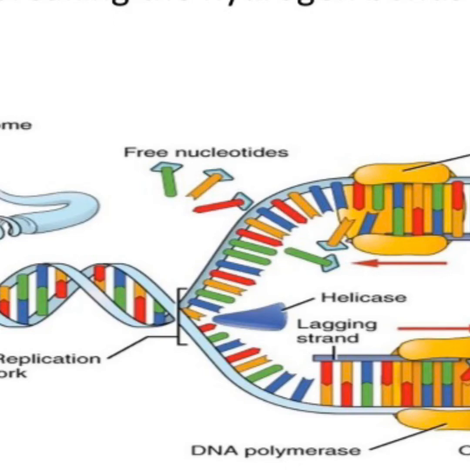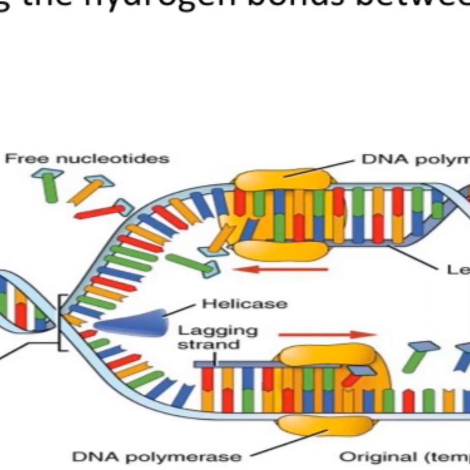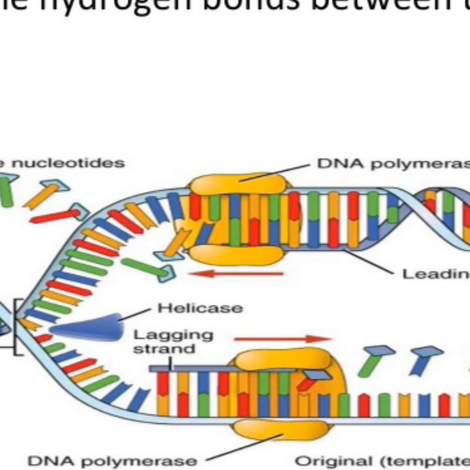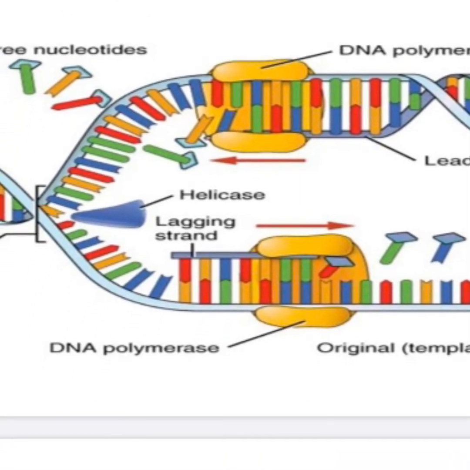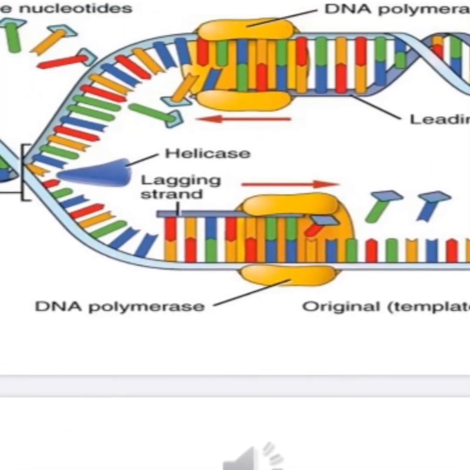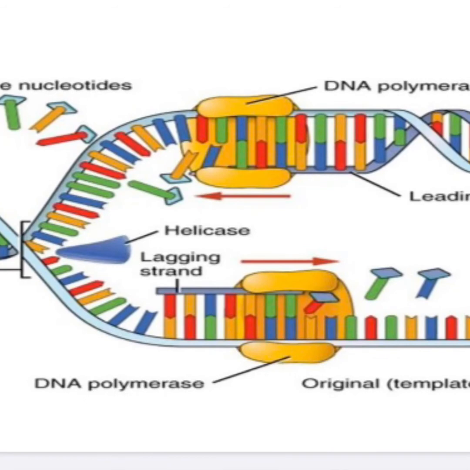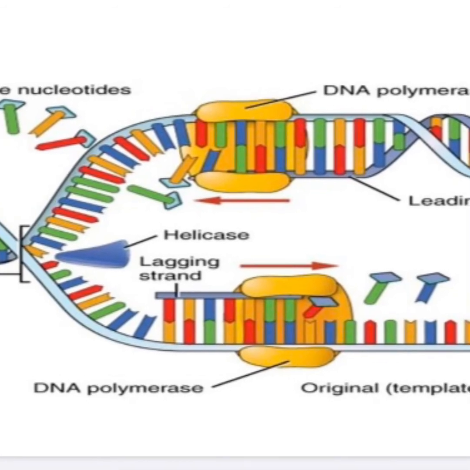Each template strand is going to form another strand, a complementary strand, according to our base pairing rule: A with T, C with G.